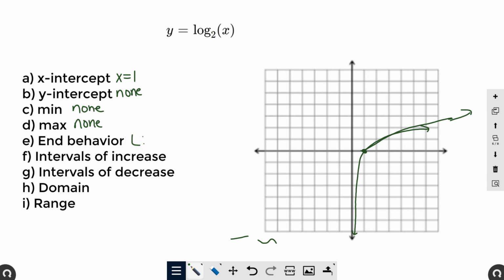Now, end behavior with your left side, right side. Well, what happens to the left side? It goes down. So it goes down to negative infinity. Y equals 0 is a horizontal line. So negative infinity. Where does the right side go? Positive infinity. It goes up forever and ever.